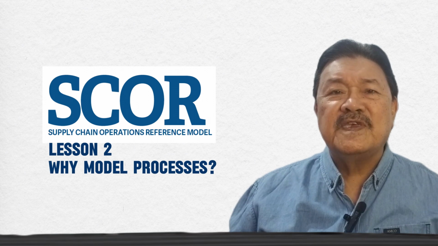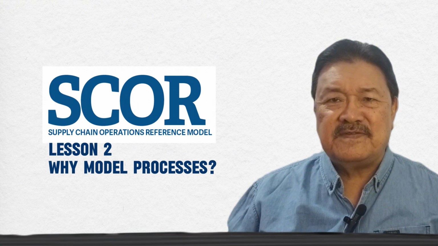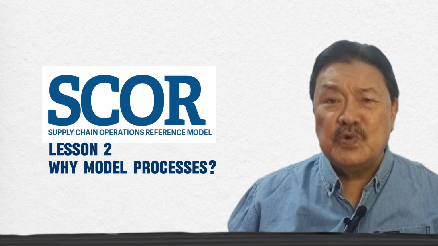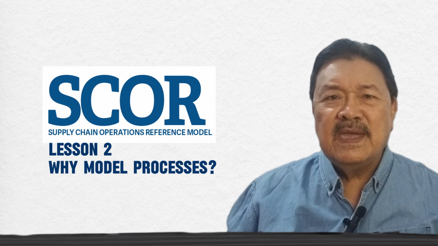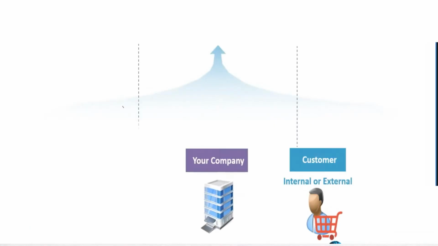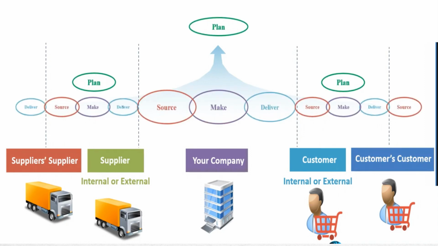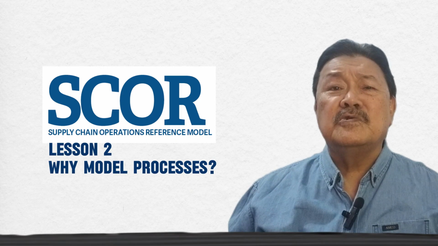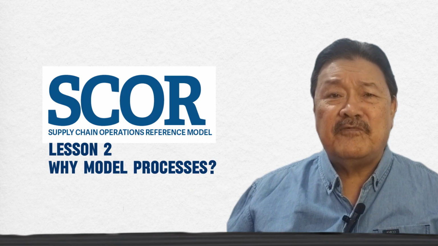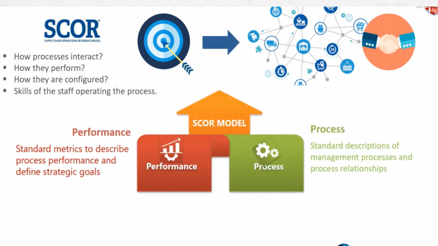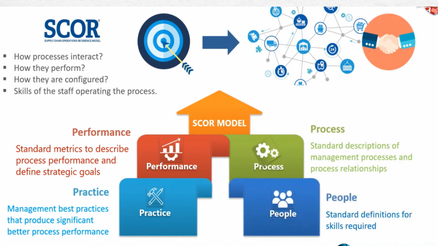SCORE is a process reference for supply chain management, but SCORE is not the only tool that you use in BPM. It provides the definitions of each process in the supply chain, how it connects to one another and across functions and across organizations. It also defines how you can measure performance for each process and their sub-processes, what best practices you can consider to improve performance.